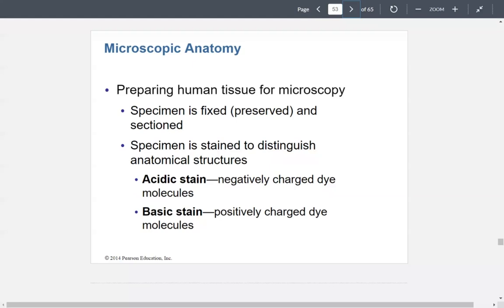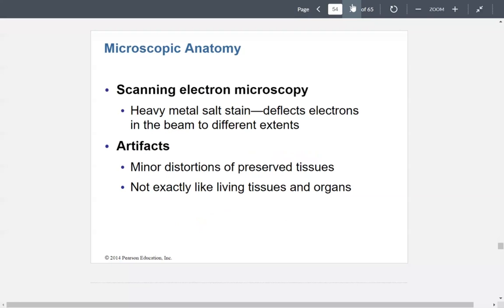If we are using an acidic stain, this is going to have negatively charged dye particles. If we use basic stains, these are going to contain positively charged dye particles. Some of the most commonly referred to and used stains are things like an acid-fast stain and a gram stain. You may have heard of gram-negative or gram-positive bacteria. That comes from that dye procedure.